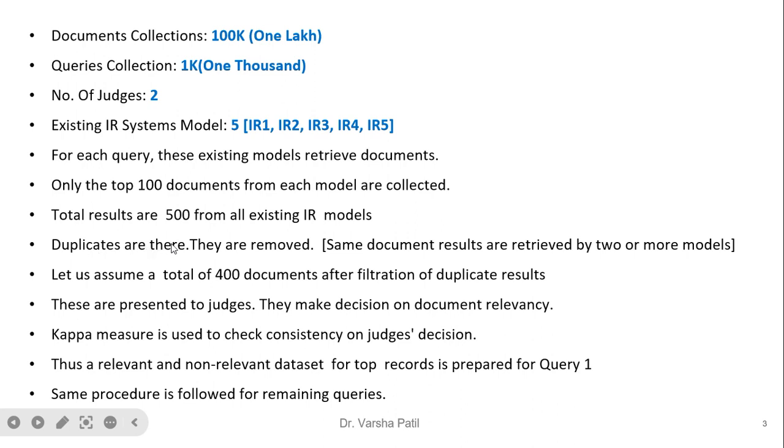Now duplicates are removed. A duplicate is possible when the same result is retrieved by 2 or more models. Let us assume a total of 400 documents after filtering duplicate results. These are presented to the judges, who make a decision on document relevancy. The Kappa measure is used to check consistency of the judges' decisions. If the Kappa measure is okay, then a relevant and non-relevant data set for the top records is prepared for query 1. The same procedure is followed for the remaining queries.